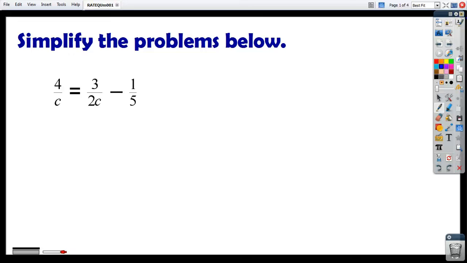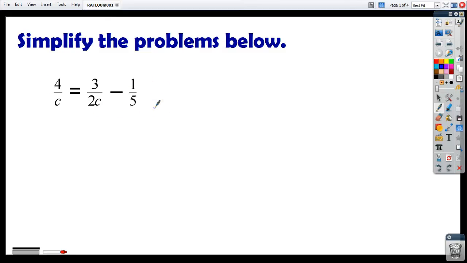Alright, so let's take a look at some examples of solving equations containing rational expressions. Take a look at the problem we've got here. 4 over c equals 3 over 2c minus 1/5. So basically some rational expressions, which just makes this equation harder.